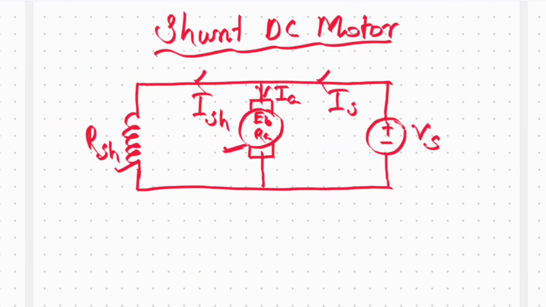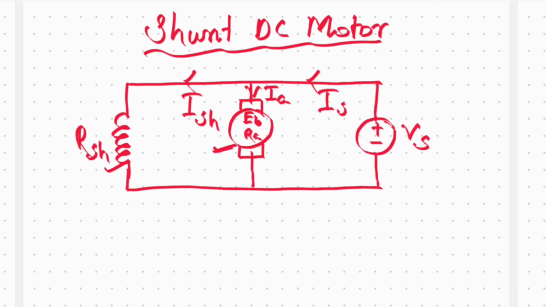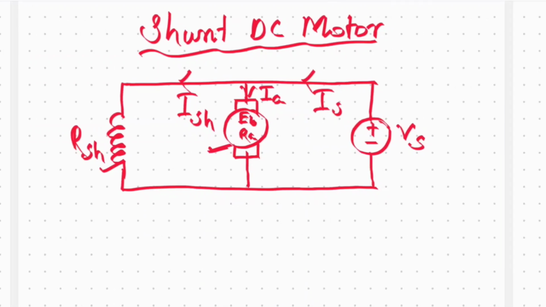In the shunt DC motor, the shunt field winding has a large number of turns of thin wire, so that it has high resistance, and therefore only a part of the supply current flows through it. Since it has very high resistance, very little current flows through it, and the rest flows through the armature winding. So the current is divided in two parts.